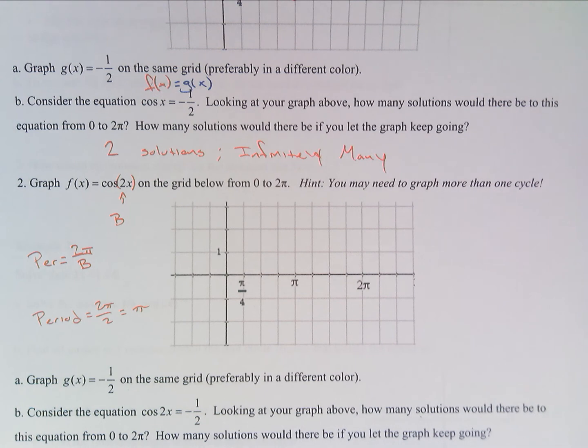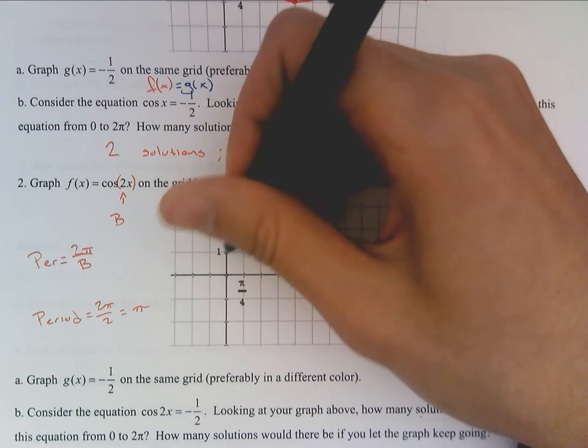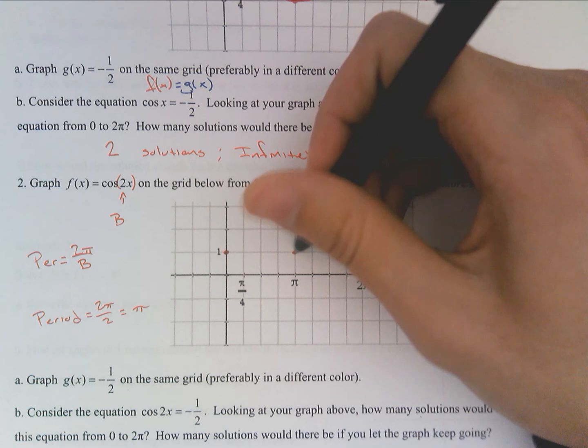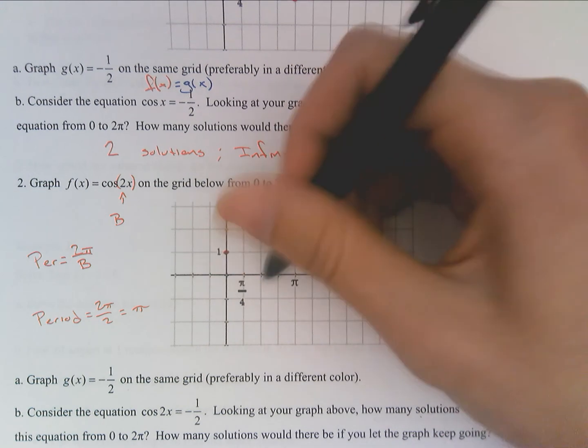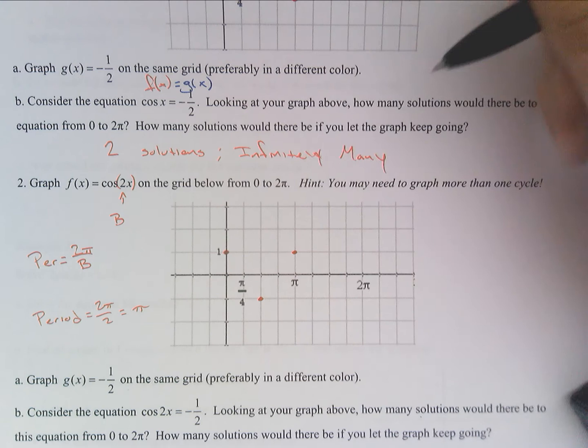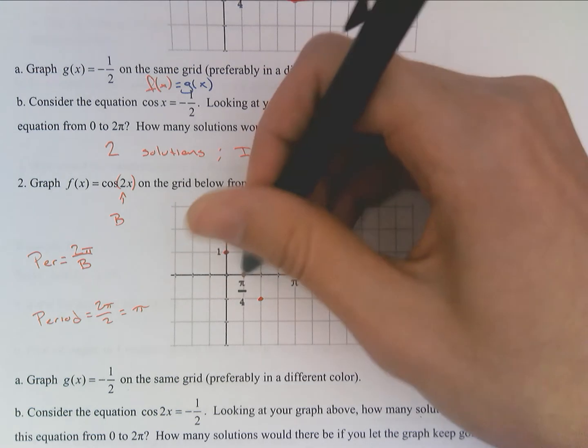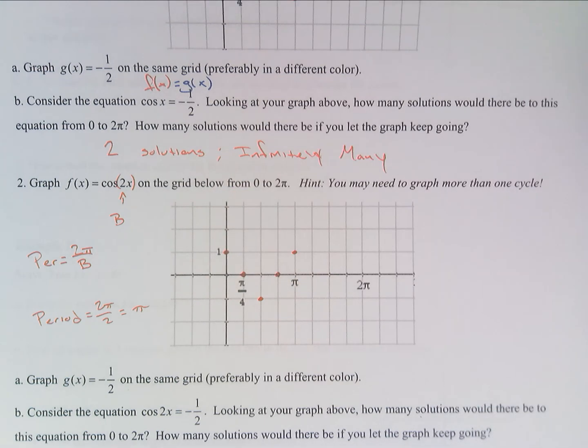So we know the length of one cycle before it repeats is pi units. And then from there, it's just graphing cosine. So again, from 0 to pi, we start and end at a max. Halfway in between at pi halves, we hit a minimum. And at pi fourths and 3 pi fourths, we hit our midline.